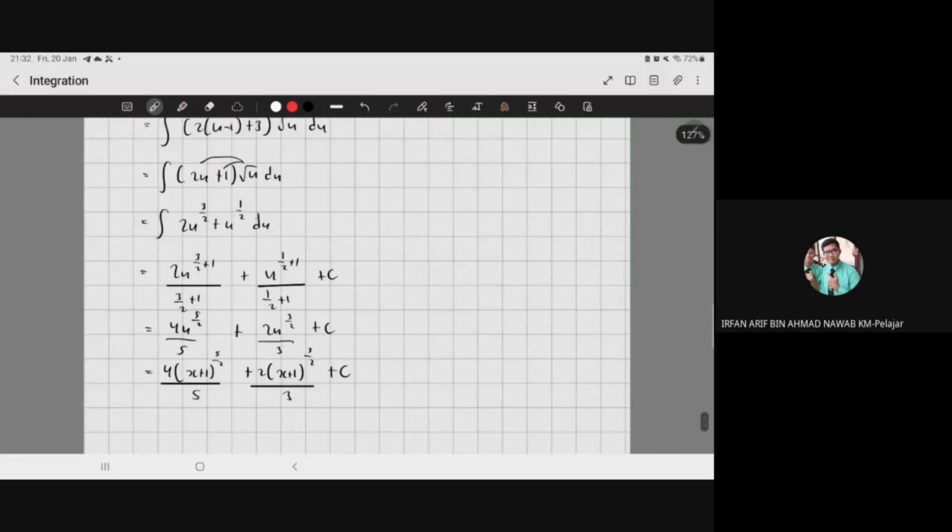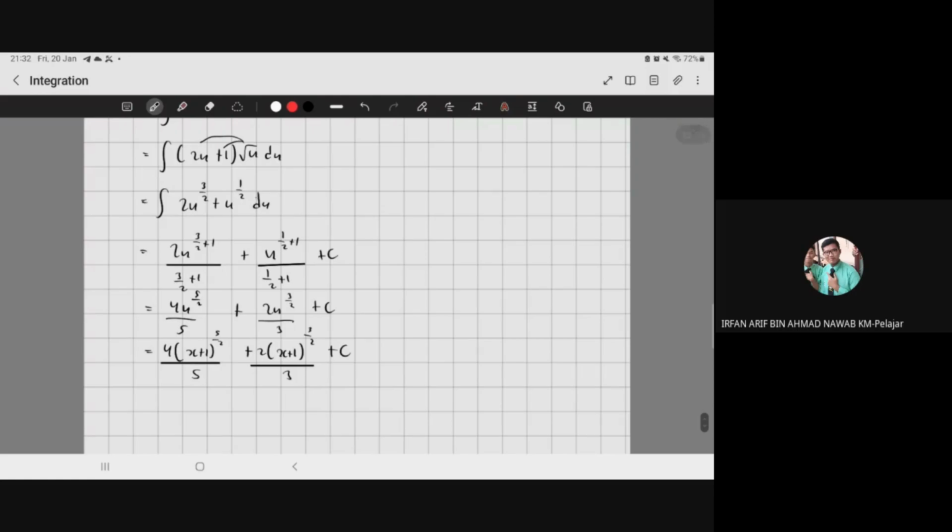Okay, really nice. So it's a bit tedious, and it takes time to determine which one you want to substitute. But the more you do it, like I said, the more you recognize which one you want to substitute.